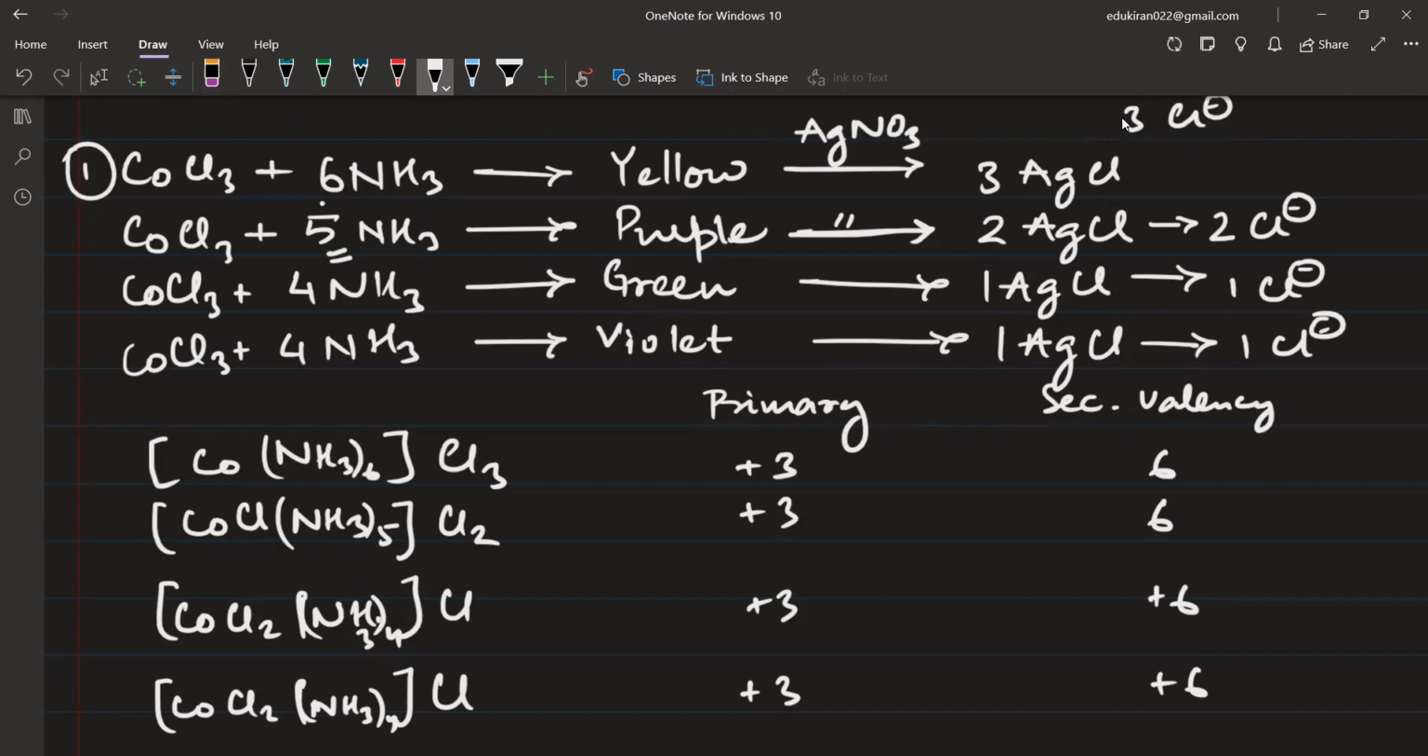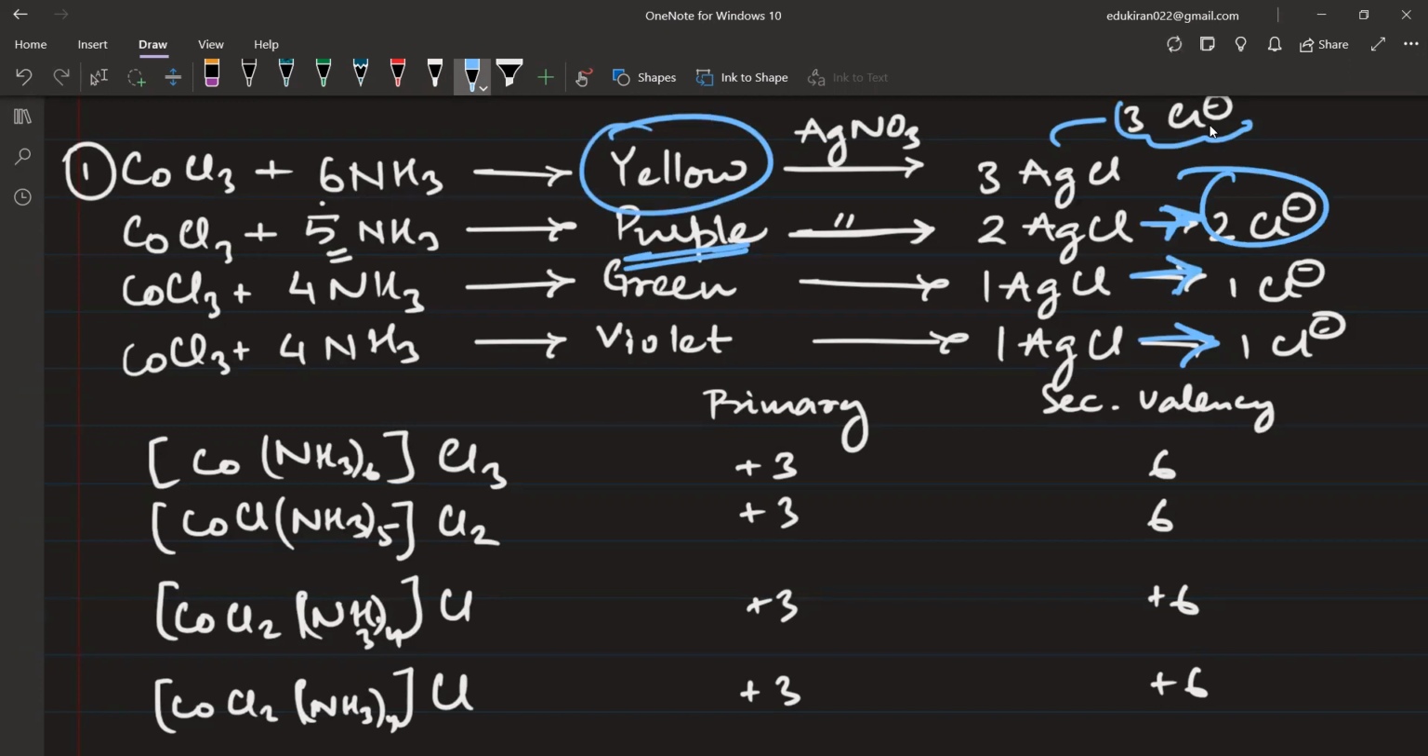One doubt, sir. You have written above 3AgCl, 2AgCl, then 2Cl minus, 3Cl minus. Is it like a product formed along with it? No, no product is formed. I was saying that this yellow molecule had 3 independent chloride ions. This purple molecule was having 2 independent chloride ions. This green and violet were having 1 independent chloride ion. Got it? I was just explaining that; that's not a part of a reaction.